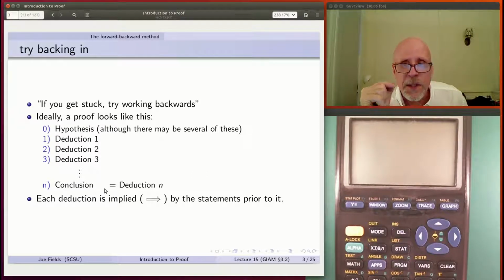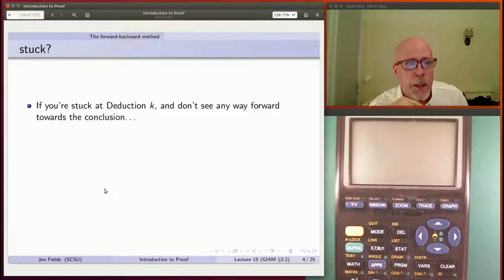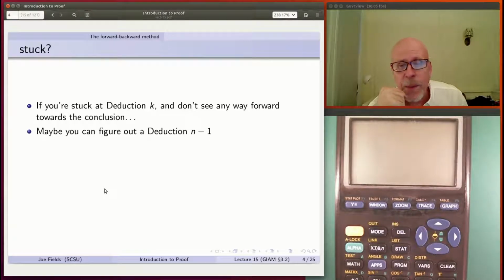Each deduction is just implied. Rules of inference are rules that tell you if the premises are true, then the conclusion will be true, but they do not go bidirectionally generally. So if you're stuck at some deduction along the way and you don't see any path forward towards the conclusion, maybe you can take the conclusion and back it up one. Figure out whatever deduction n-1 would be. Think about what statements imply your conclusion.